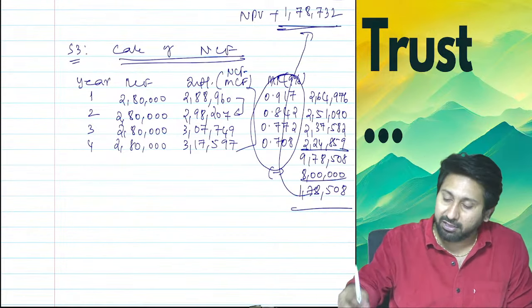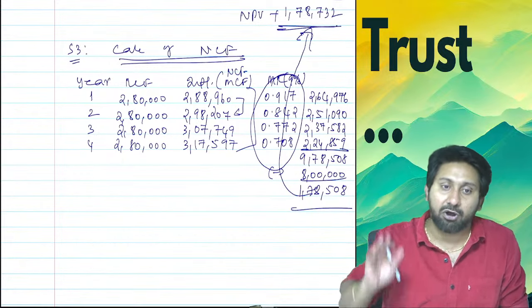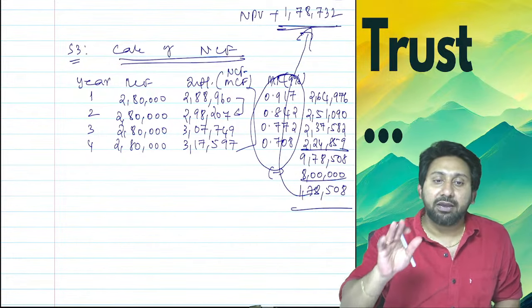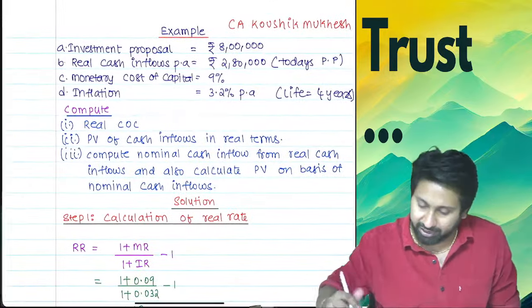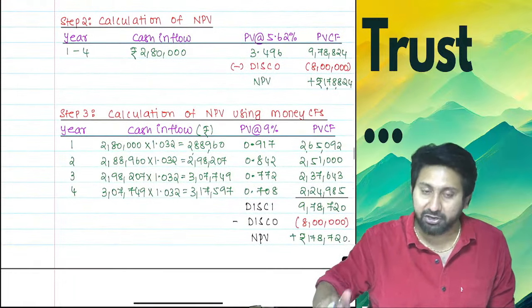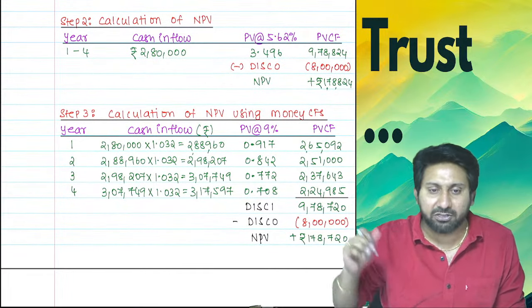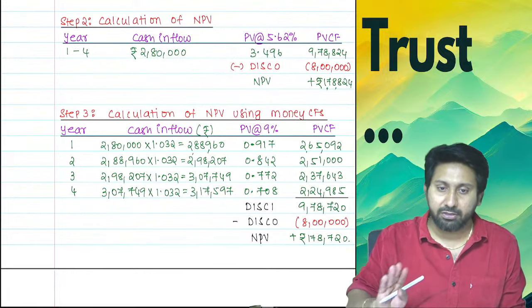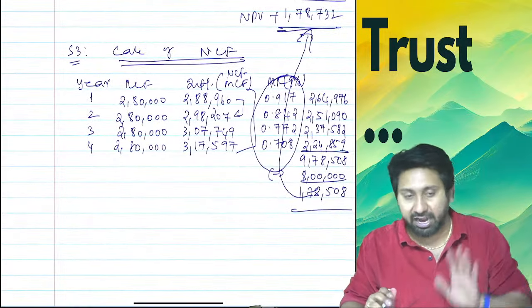Amounts are very big now; that's where the difference comes from. Both sides the answer is the same. This is called calculation of nominal cash flows and calculating the discounted cash flows out of it. This is the answer I have done. Here also a small difference: 178,820, 178,720. That depends on the rates you take. This is how questions will be tested on inflation with capital budgeting.